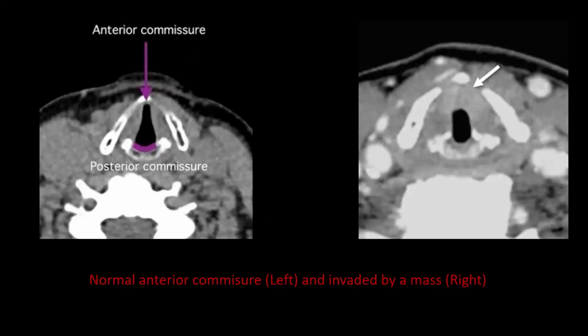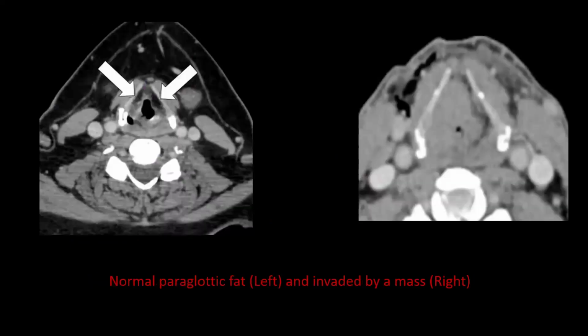In the picture on the left side, we can see the normal anterior commissure and posterior commissure. And on the right side, we can see there is a mass lesion involving the anterior commissure. On the left picture, we can see the normal free paraglottic fat. And on the right side, we can see a mass lesion obliterating the right paraglottic fat.